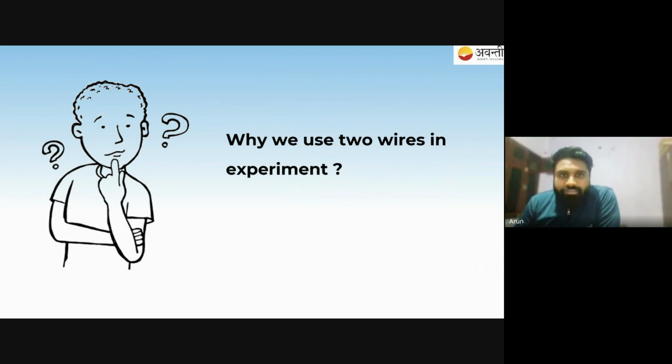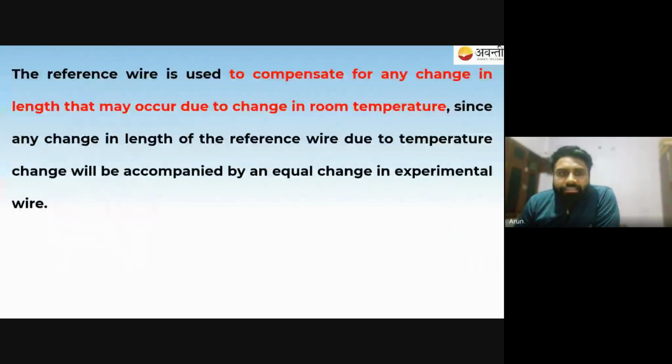The reference wire is used to compensate for any change in length that may occur due to change in room temperature. Any change in length of the reference wire due to temperature change will be accompanied by an equal change in the experimental wire.